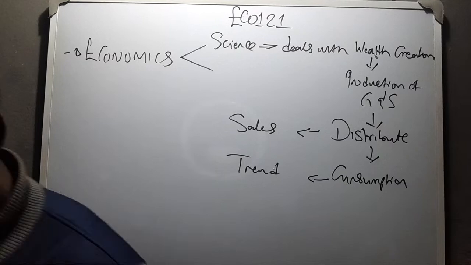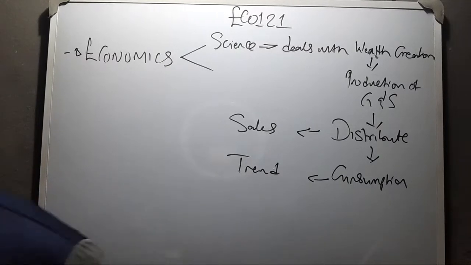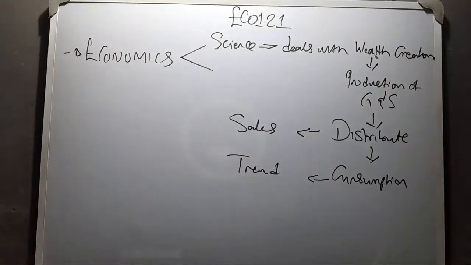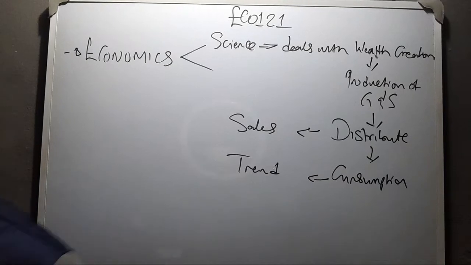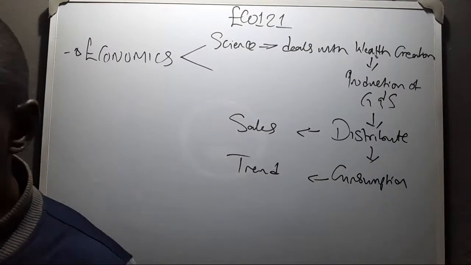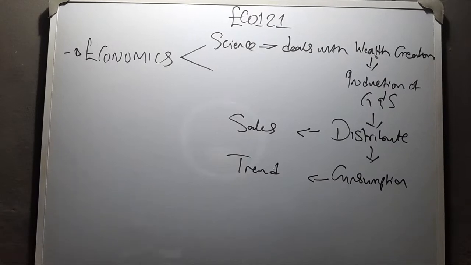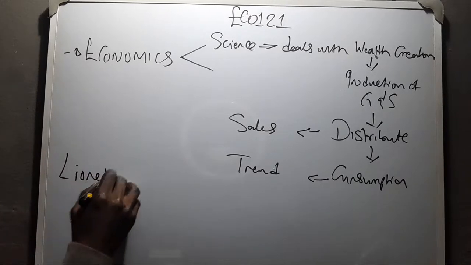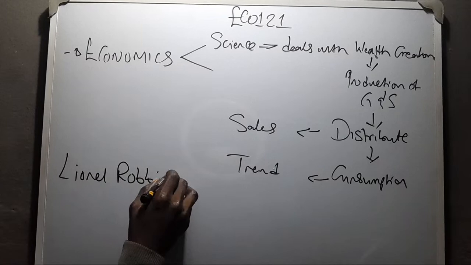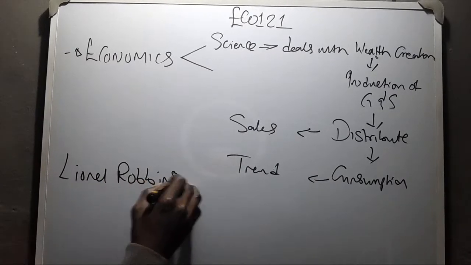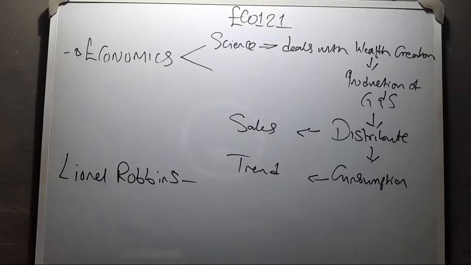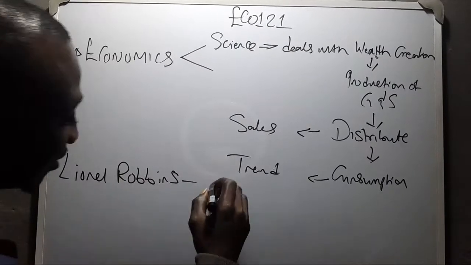Now, someone in his book, An Essay on the Nature and Significance of Economic Science, received a lot of criticism, all right? But his definition still remains the most acceptable definition of economics. That person is Lionel Robbins. In his book, he wrote a book titled An Essay on Nature and Significance of Economic Science.